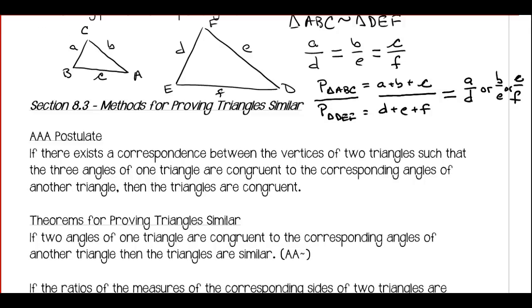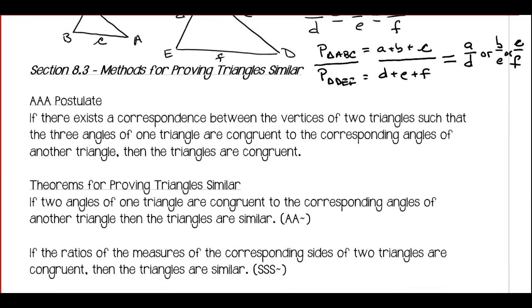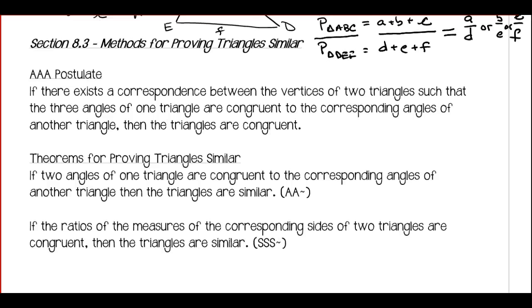Alright, so section 8.3, we've done a lot with proving triangles congruent. Now we're going to prove triangles similar. So we have a couple of different methods for proving them similar. We have the angle postulate. If there exists a correspondence between the vertices of two triangles such that the three angles of one triangle are congruent to the corresponding angles of another triangle, then the triangles are similar. Make sure you make that correction.